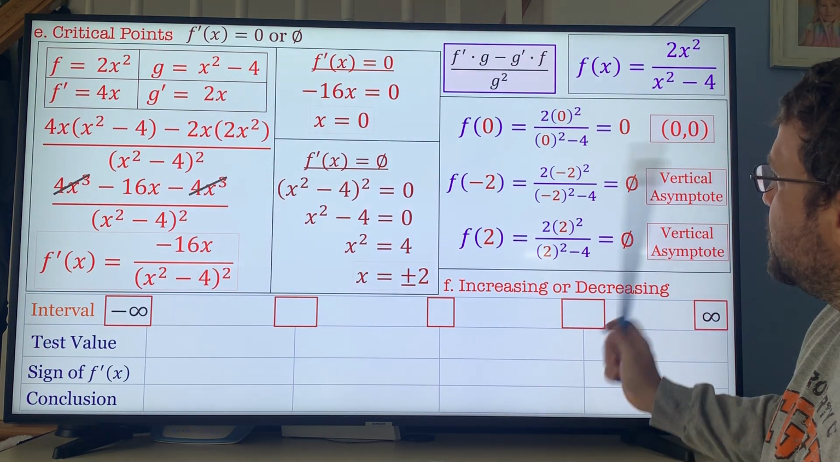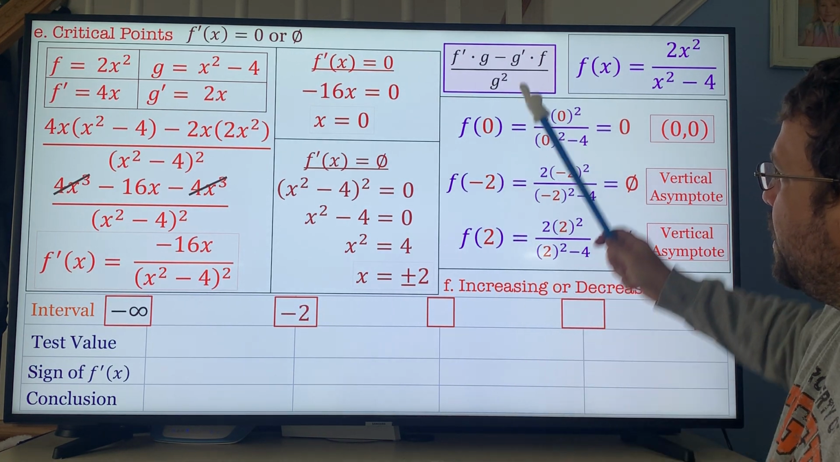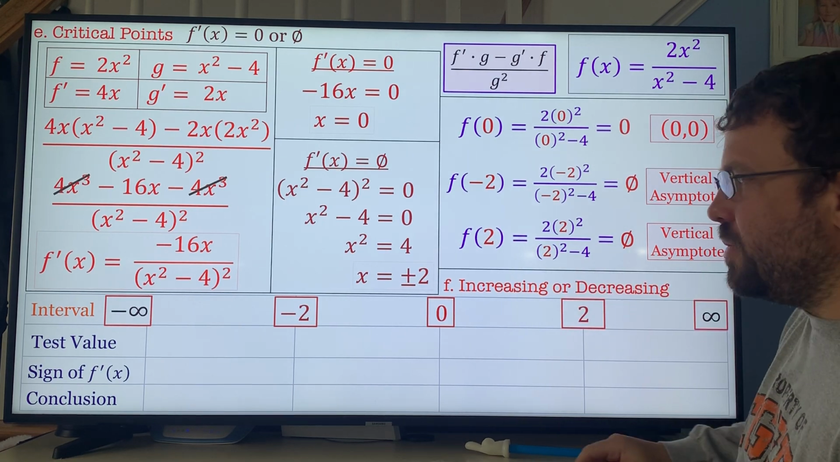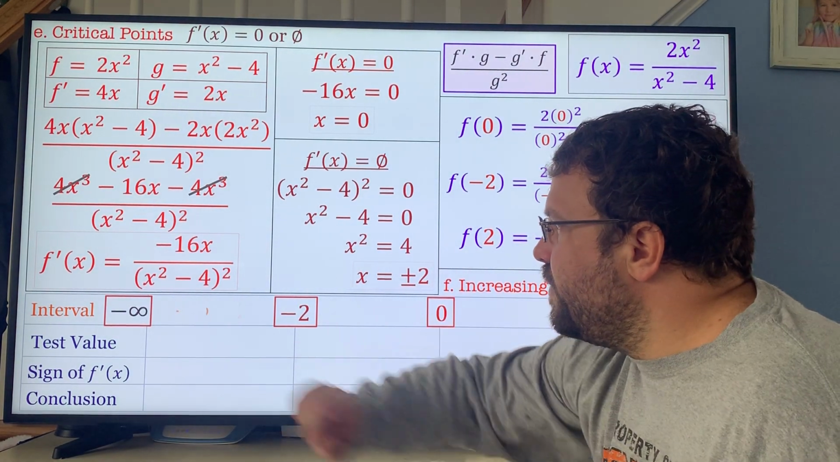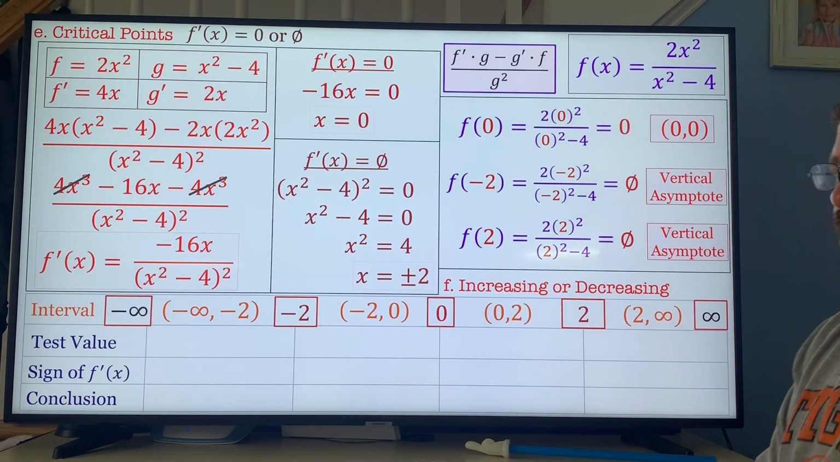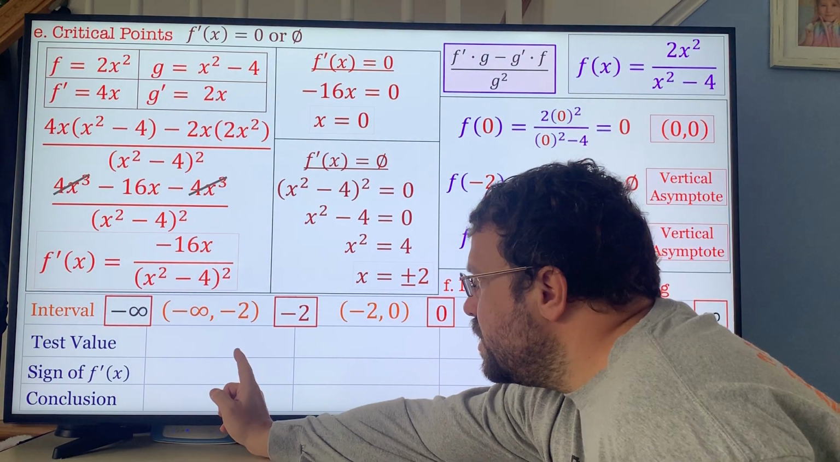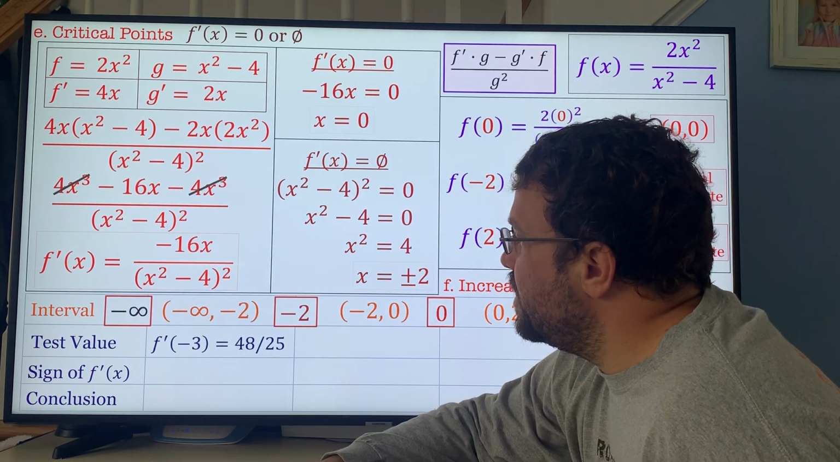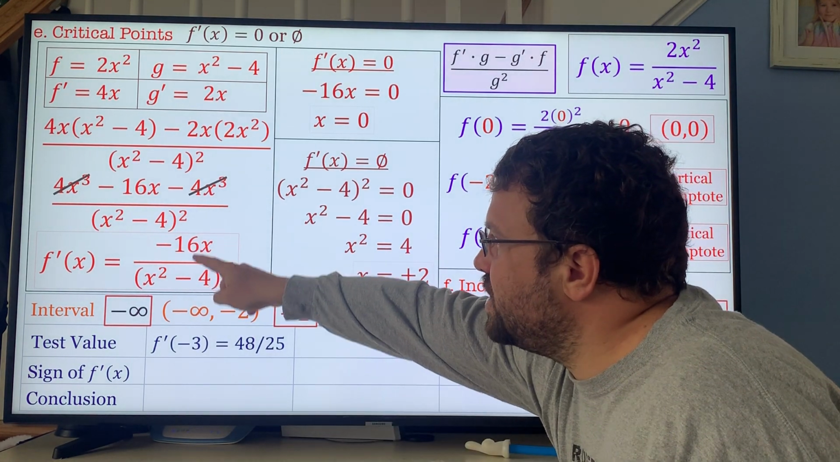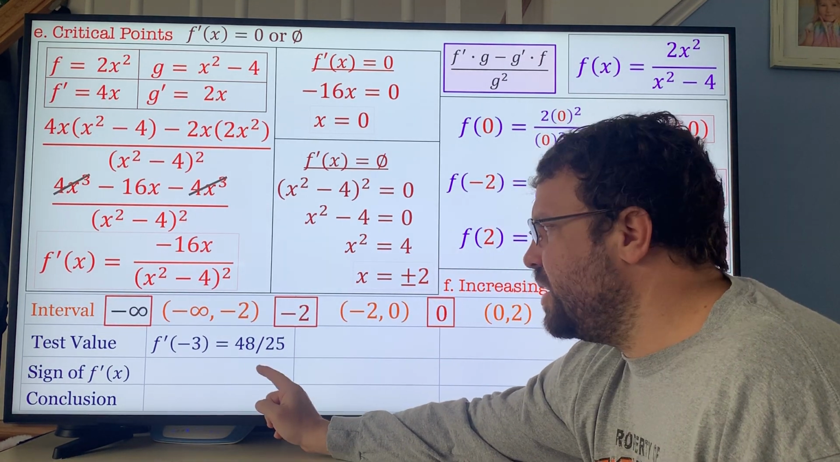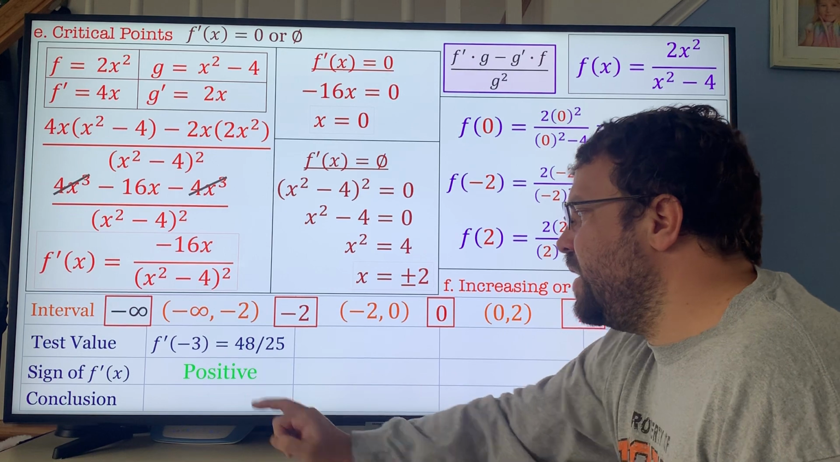Set it up. The smallest number here is negative 2, and then 0, and then 2. I wish I could drag with my tool, but I can't. So negative infinity to negative 2, negative 2 to 0, 0 to 2, and 2 to infinity. Test value: negative 3. We take that test value and plug it into here. Now watch what I can do. Negative 3 gives a positive on top and a positive on bottom, right? So the number actually doesn't matter. All that matters is it's positive and it's concave up.